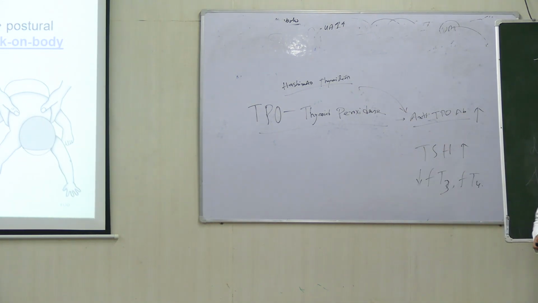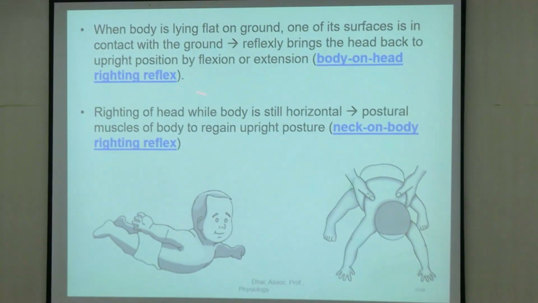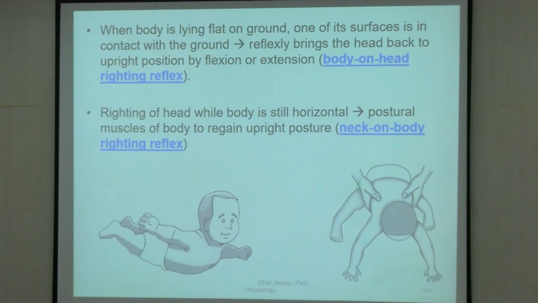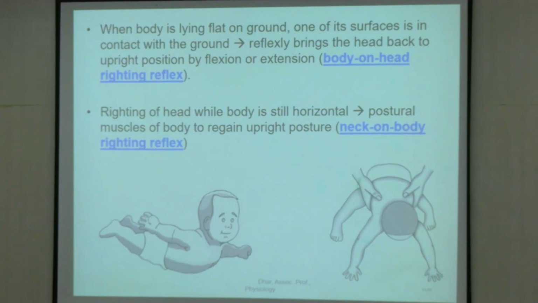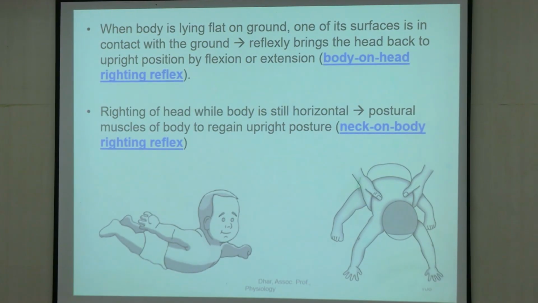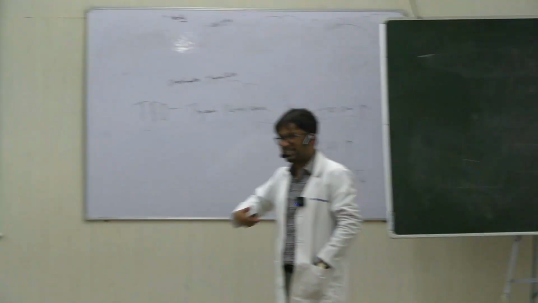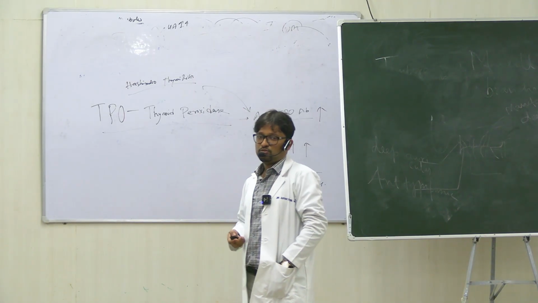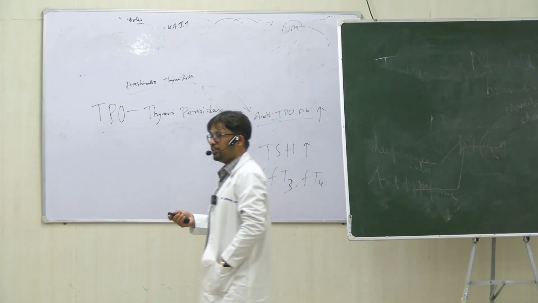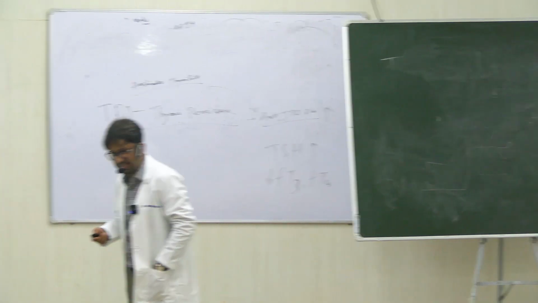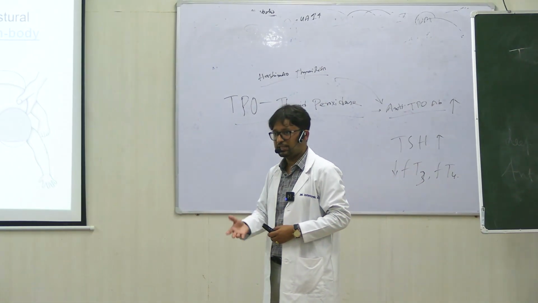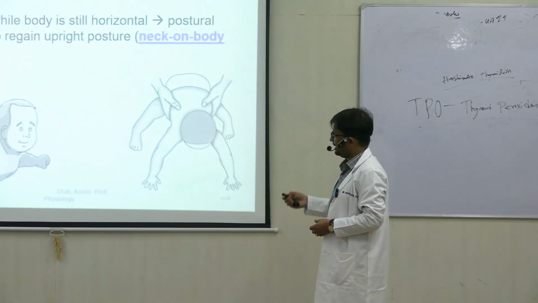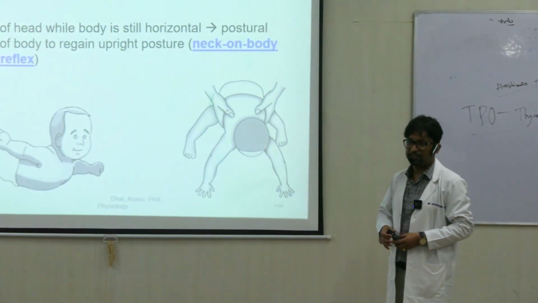The last of the righting reflexes is righting of the head while the body is still horizontal. Right? So the head has been corrected, but the body is still horizontally placed, either supine or prone. So appropriate muscle groups, flexors or extensors, will be activated, by which eventually the body regains its upright posture. Neck on body righting reflex.